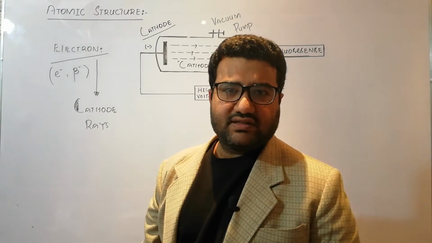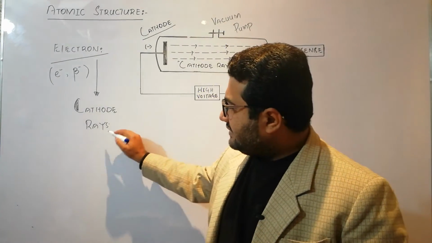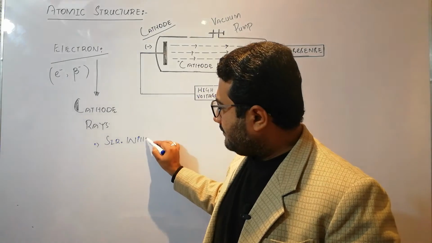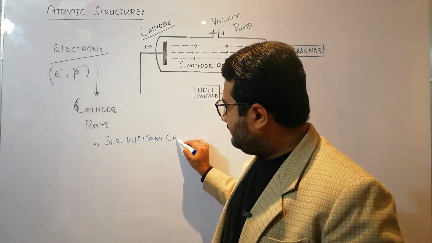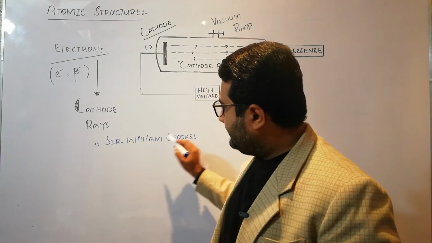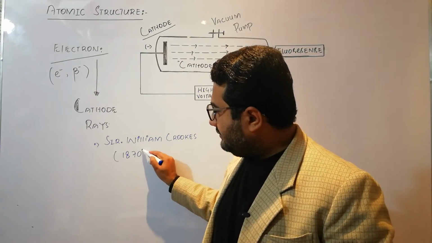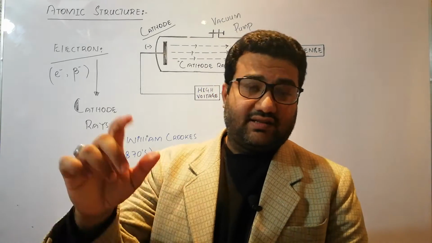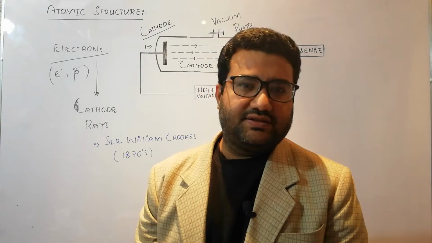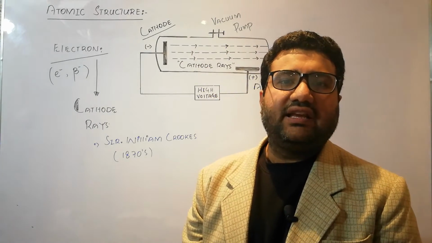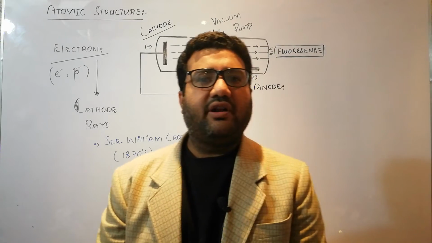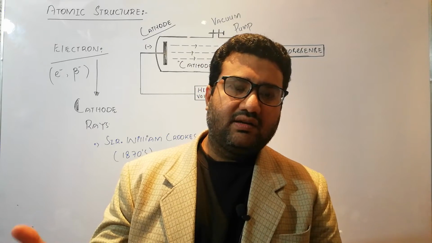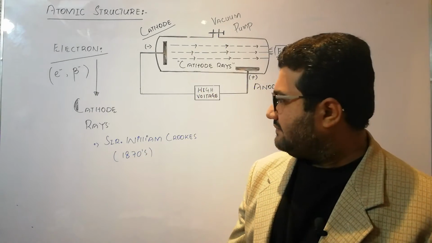Now how were the cathode rays discovered? The cathode rays were discovered by Sir William Crookes in the 1870s. Sir William Crookes is famous for three things in history. The first one is the discovery of the element thallium, which in the modern periodic table is an element of group 3A. The second is the discovery of plasma, and the third is the discovery of cathode rays.